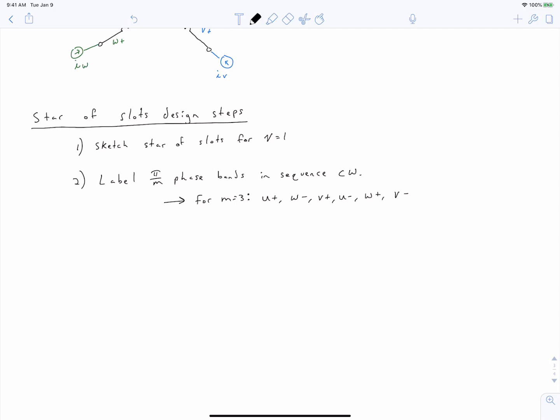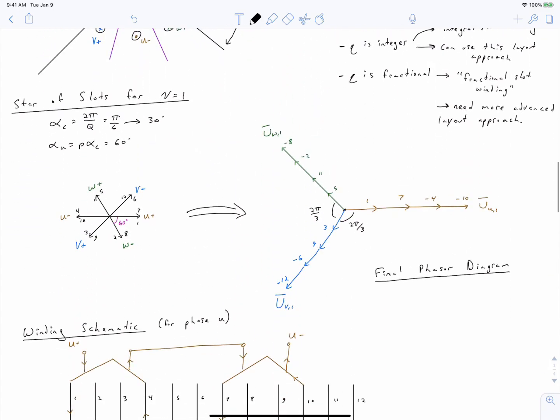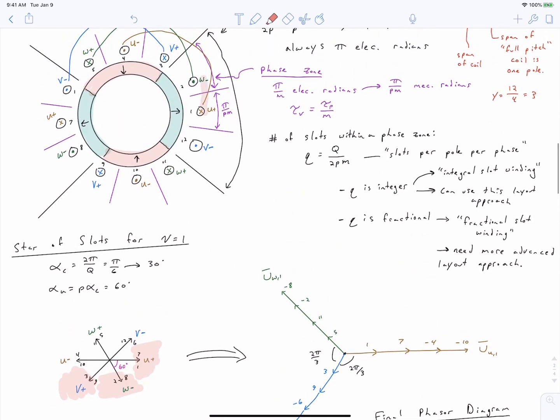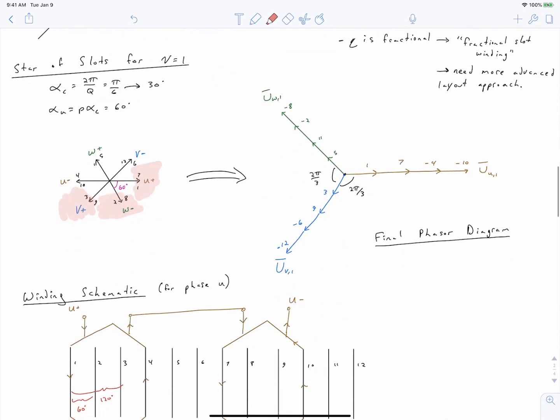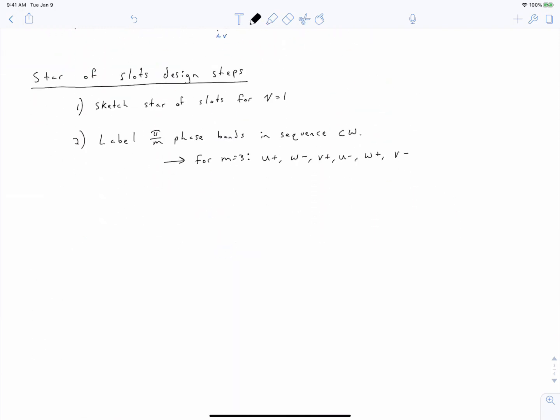And then on our star of slots, we label phase bands of pi by m radians. So what we're saying is that we're going to take this star of slots and say that we're going to have pi by m radians where any phasors within that region are assigned to a certain phase. Just like we did on the periphery up here, now we're doing it on our star of slots, but the star of slots is always drawn at the electrical frequency, so it's always pi by m radians. And then finally, we convert the assigned coil sides to a winding schematic.